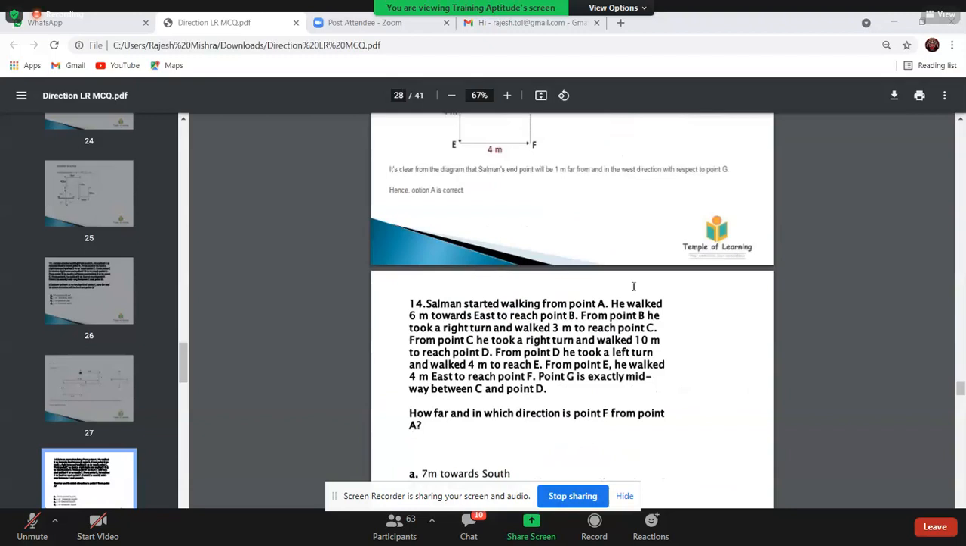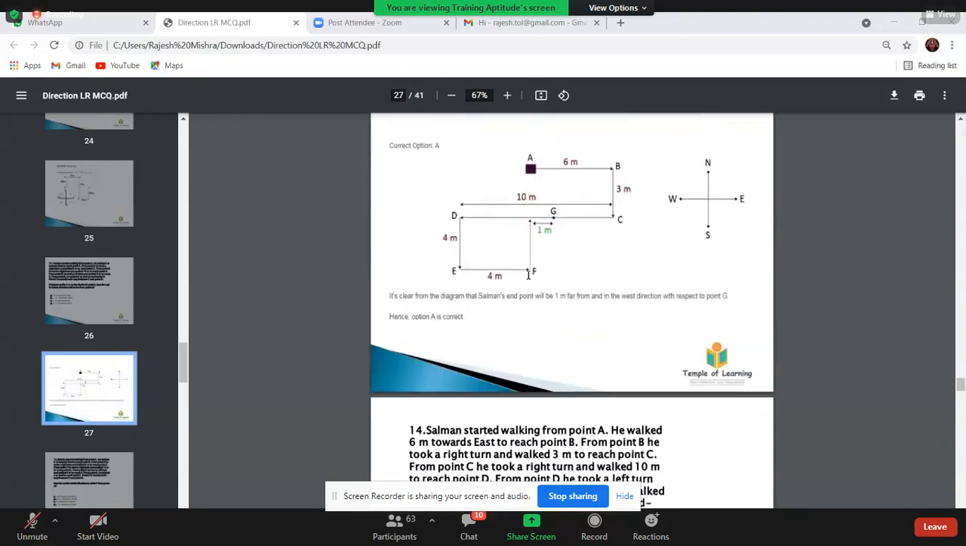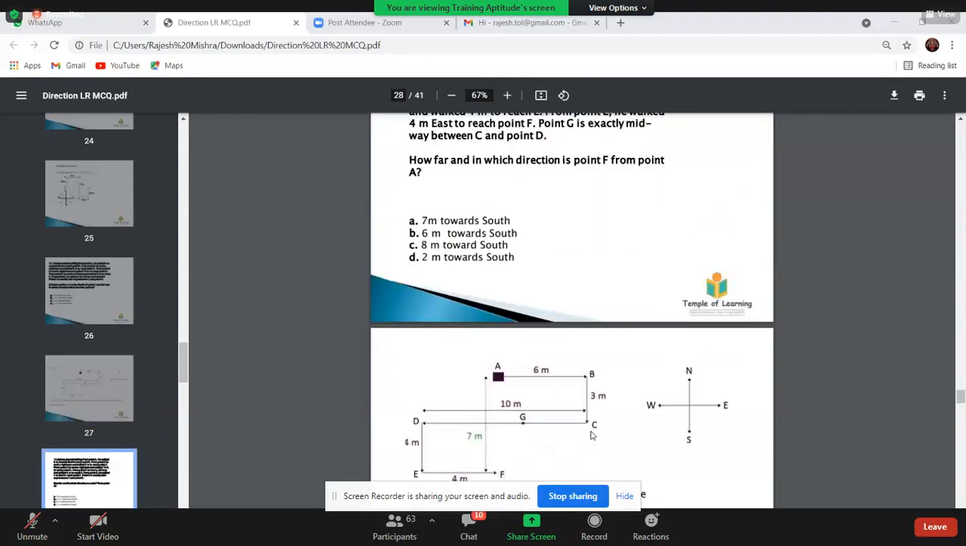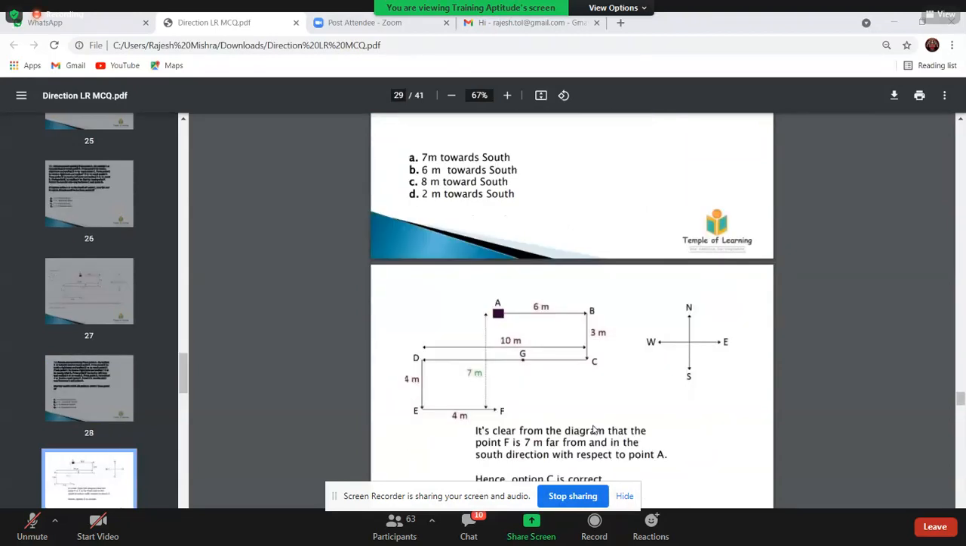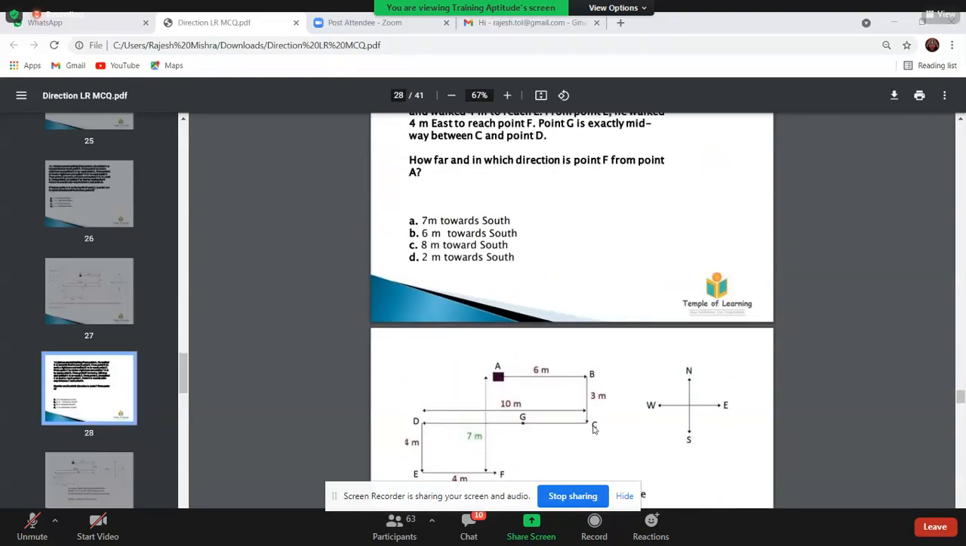Same question. How far and in which direction is point F from point A? Point F is how far from point A? Which direction is it? South. And what is the distance? 3 and 4, 7. 7 meters south. Same question, same diagram. F is 7 meters south. The question asked 7 meters, so it won't be 8, it will be option A.